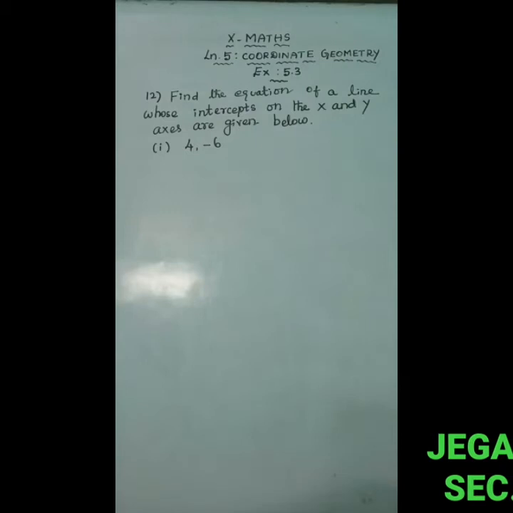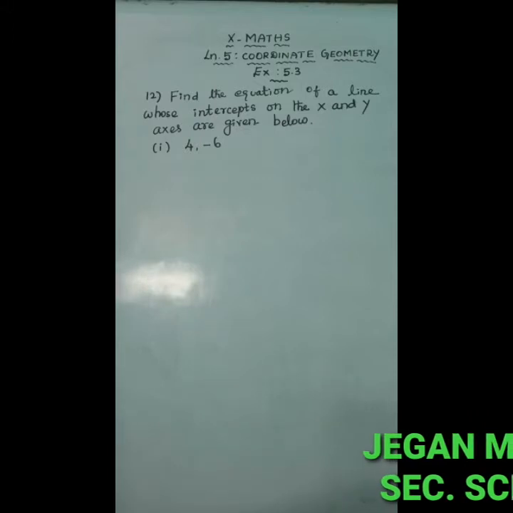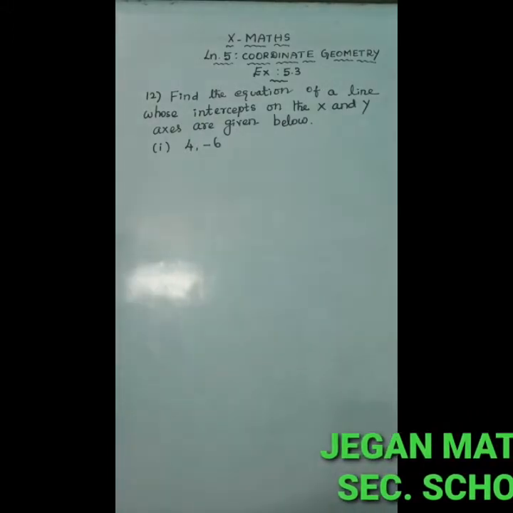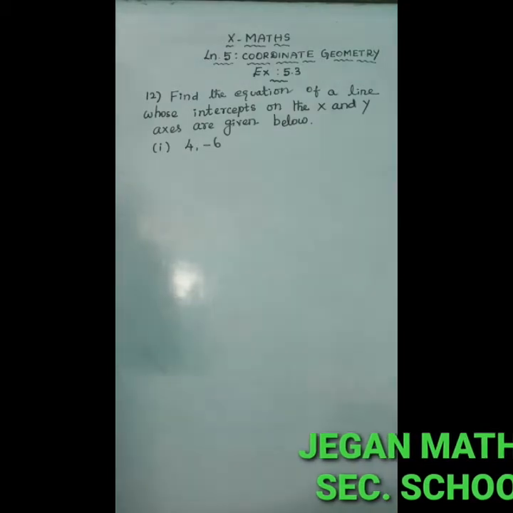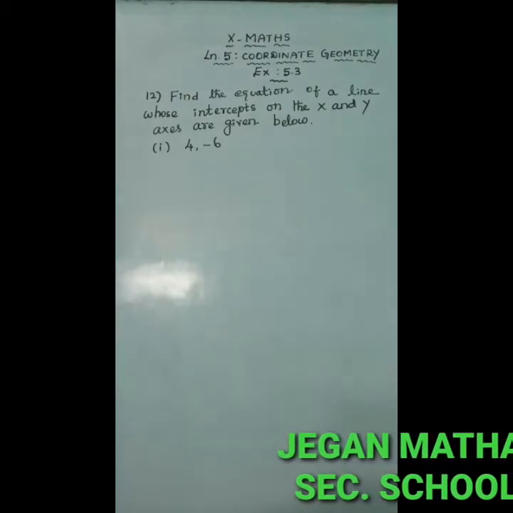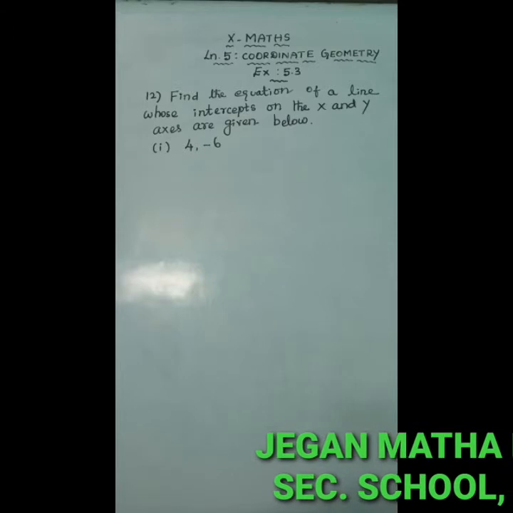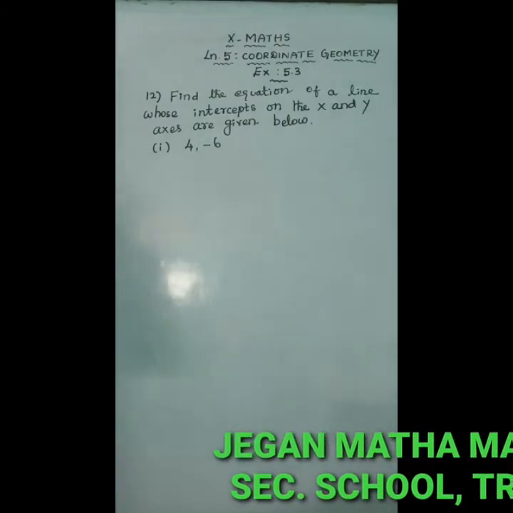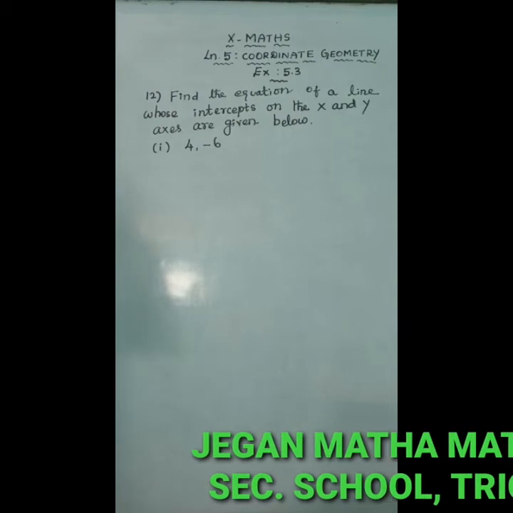Dear students, now we are going to discuss the 10th standard maths, lesson 5, coordinate geometry. This is a continuation of the previous video. Now I explain exercise 5.3, the 12th sum. Find the equation of a line whose intercepts on the x and y axis are given below. Here the x intercept and y intercept are given. We find the equation of a line.